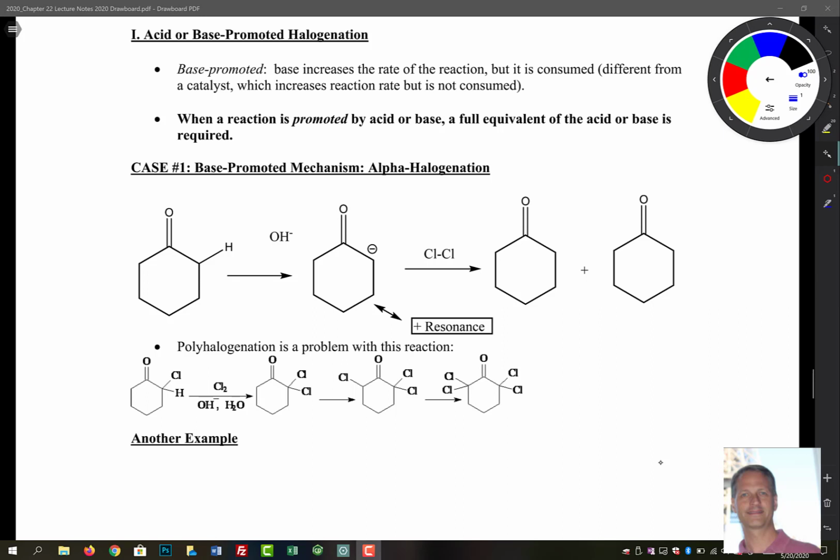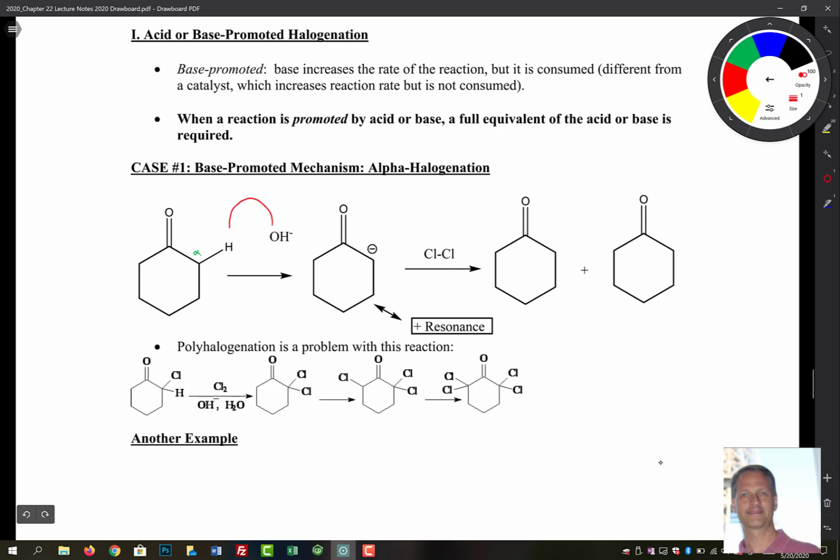So we're going to look at case 1 down here below, which is base-promoted. The first step is we have alpha positions. Here's your alpha position. Now we have 2, but they're equivalent to each other. If they weren't, then we would have other things to consider. We'll take a look at that once we're done looking at this first step.